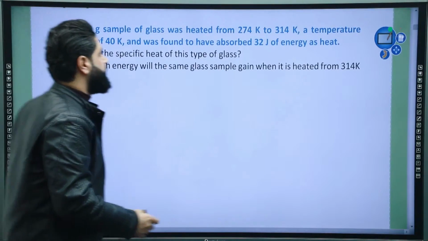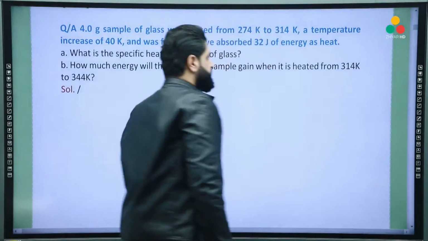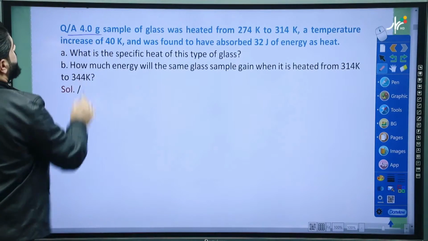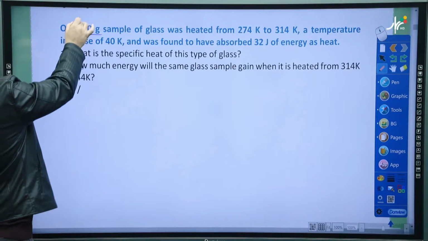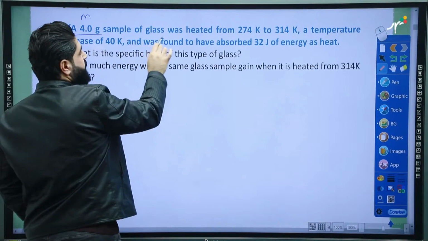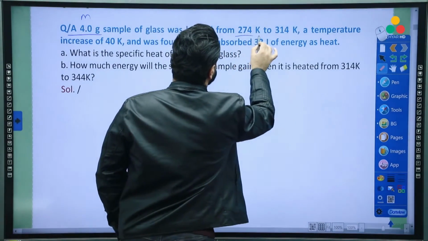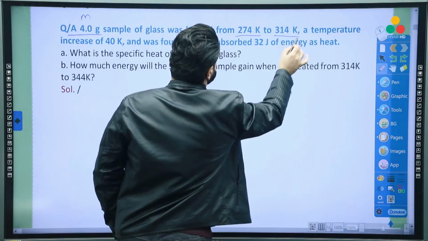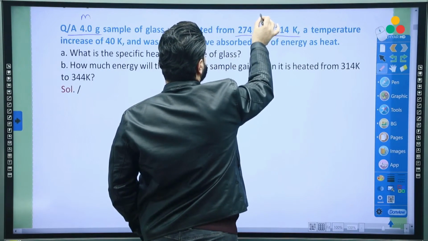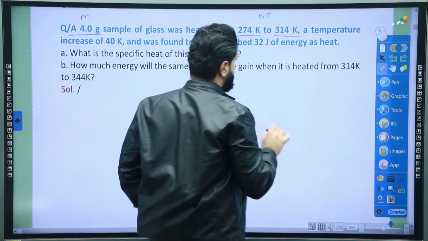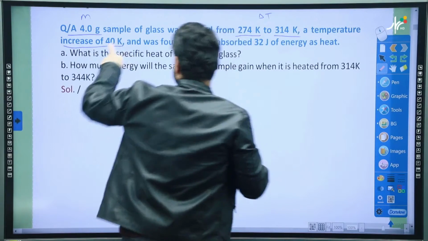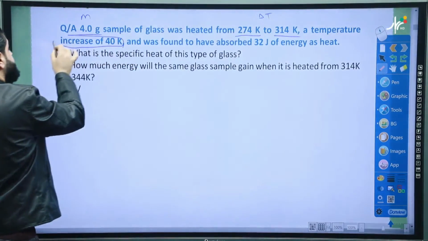Good. A nice question. Four grams of sample. It's M. Four grams of a sample of glass was heated from 274 Kelvin to 314 Kelvin, 340. These are for delta T. The temperature increases by 40 Kelvin. This is delta T.